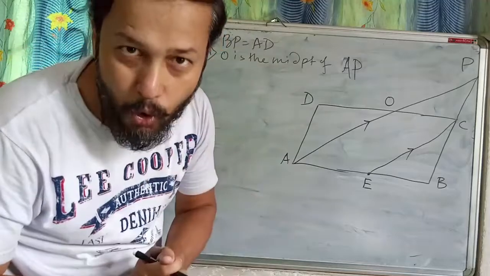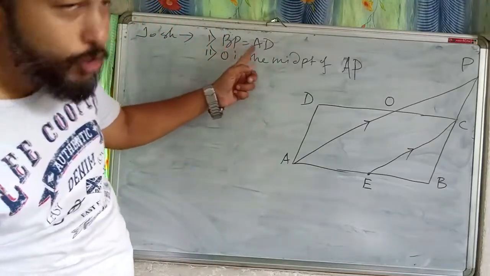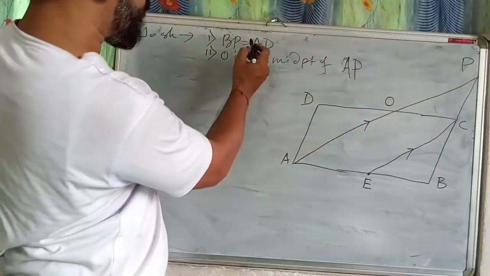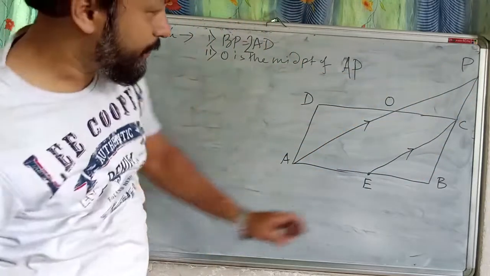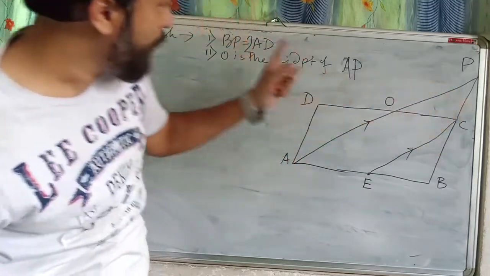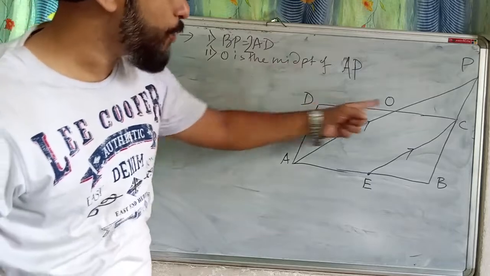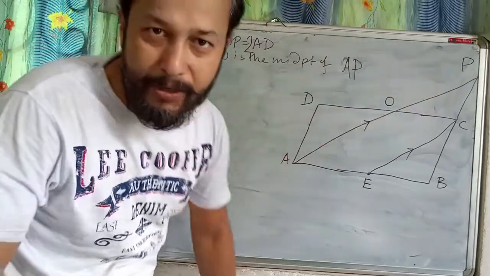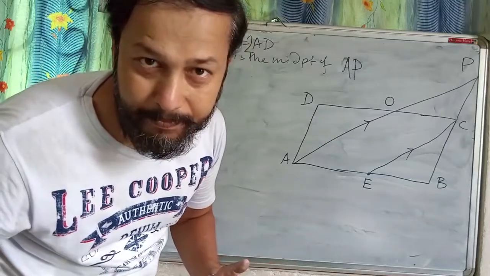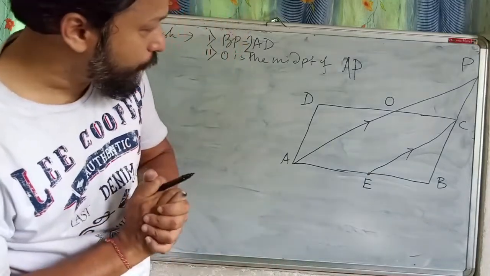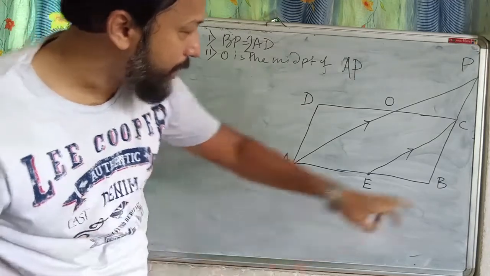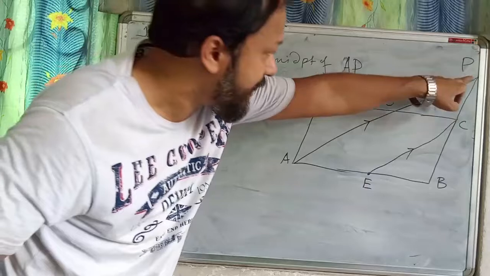Now we have to show first BP equal to twice of AD, the double of AD is BP. After that, O is the midpoint of AP. And again we are going to use the midpoint theorem. So first of all, let us do that from triangle BAP.